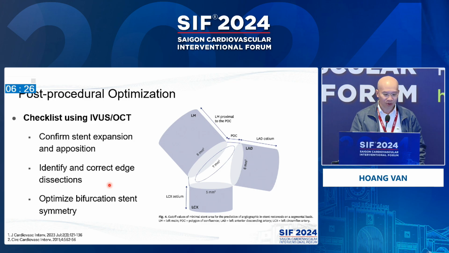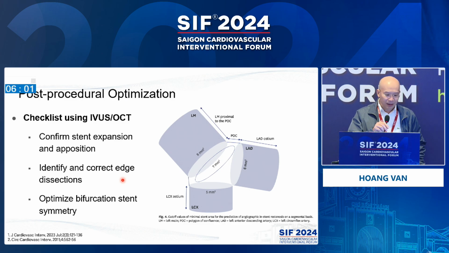Point number 2, we can see whether the stent has good apposition or not. Good apposition is defined as no gap between the stent and the vessel wall. If not good apposition, we have to post-dilate again with a semi-compliant balloon.